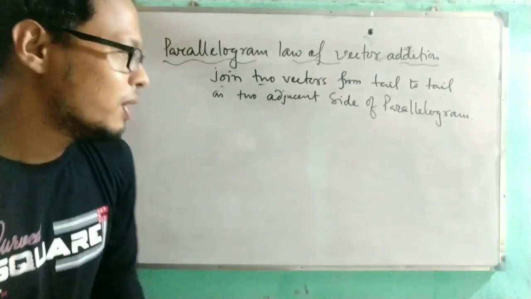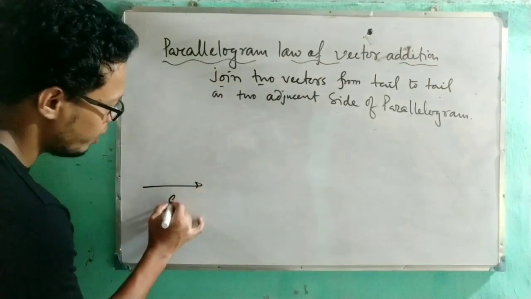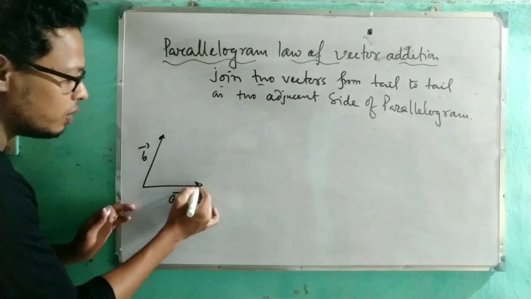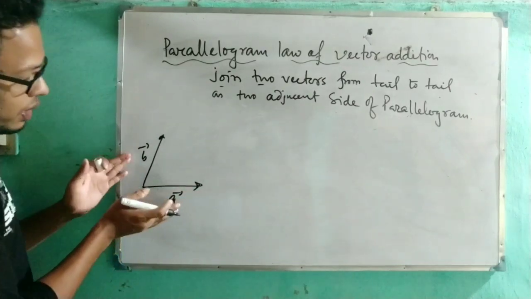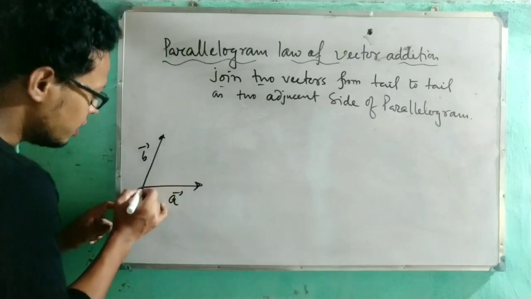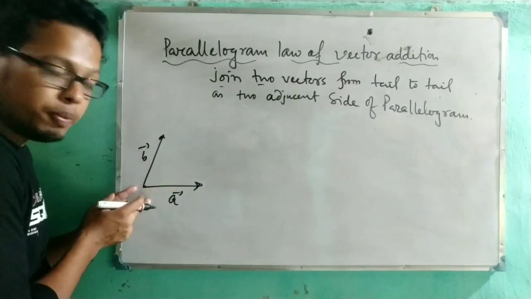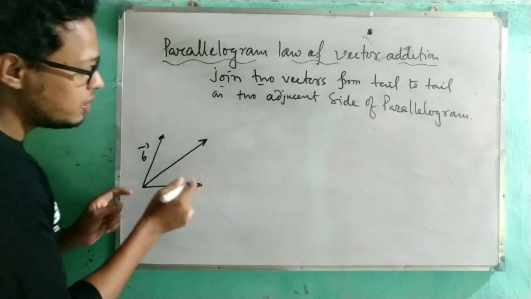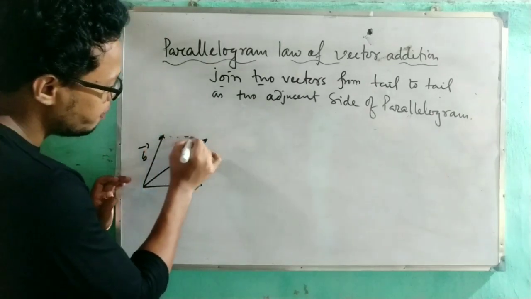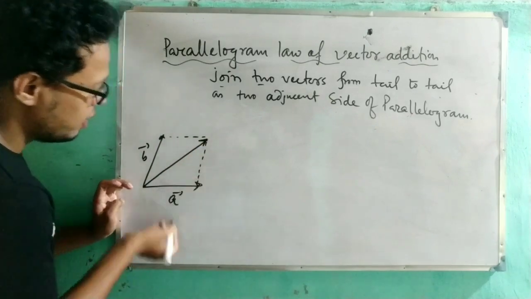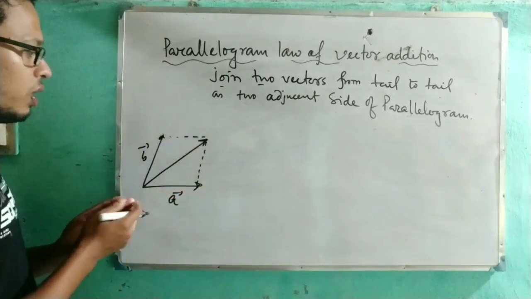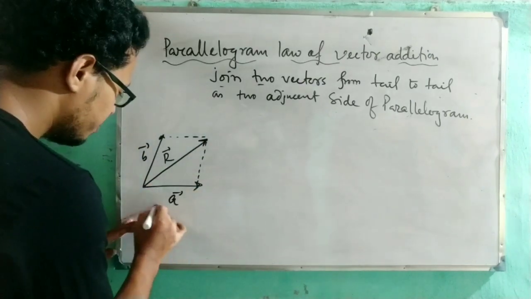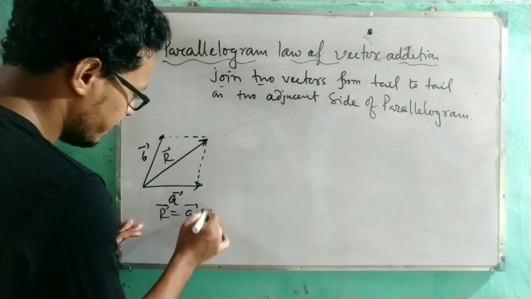then the resultant is represented in magnitude and direction by the diagonal of the parallelogram drawn from the same point. Means if two vectors are represented by two sides of the parallelogram, then the resultant is drawn from the common point. If we complete the parallelogram like this, then the diagonal of this parallelogram represents the resultant. Means here we can write this R vector equals A vector plus B vector.